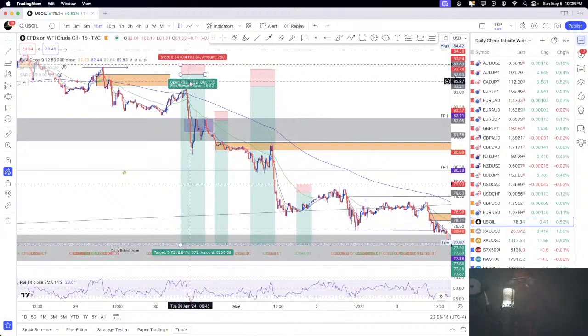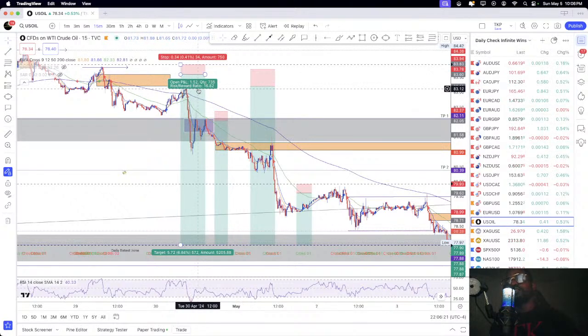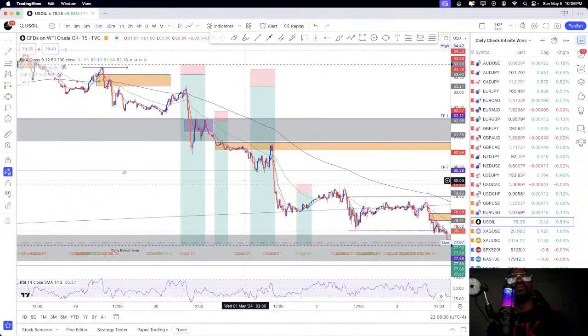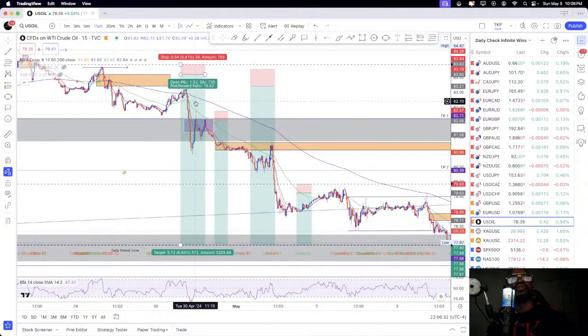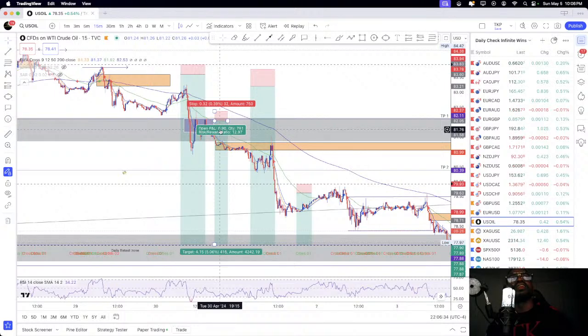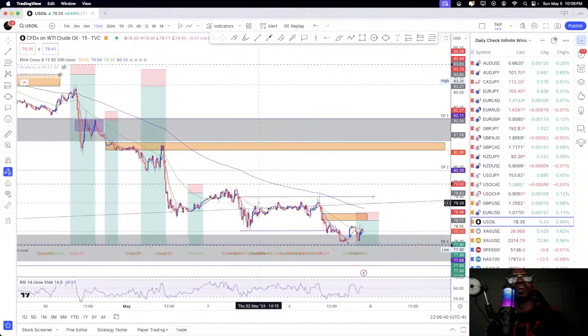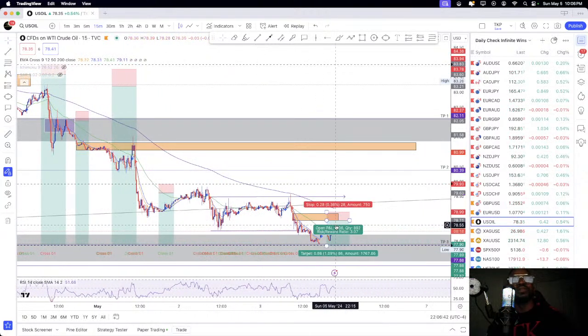So this was a 1 to 16 sale on oil. This means if you put up $10, you get $160 in return. So this was our original trade entry, and we had multiple entries. This was a 1 to 6. This was a 1 to 9. This was a 1 to 12. This was a 1 to 5. And this was a 1 to 3.